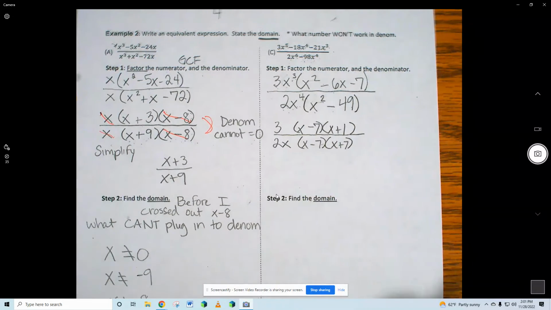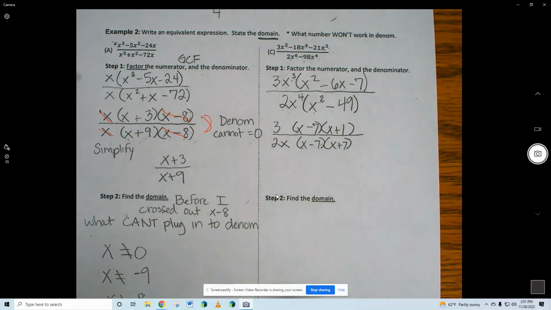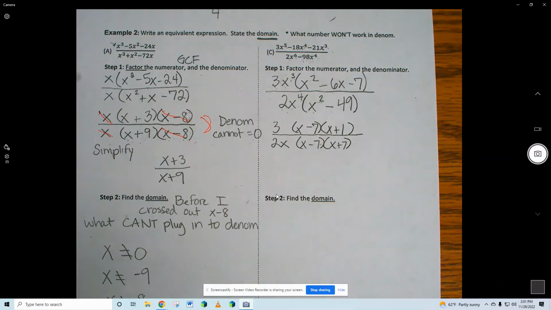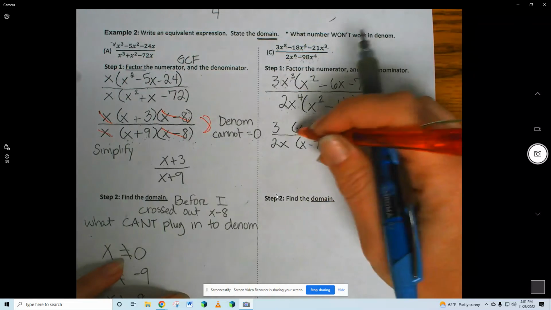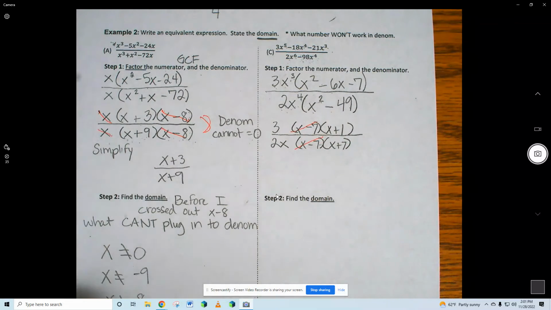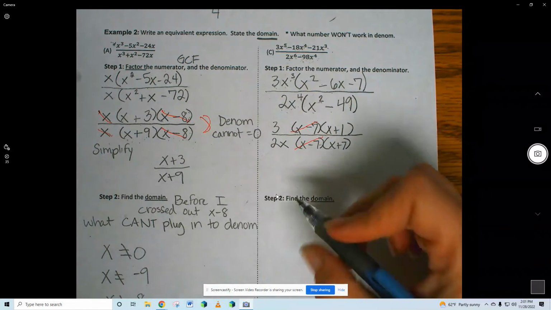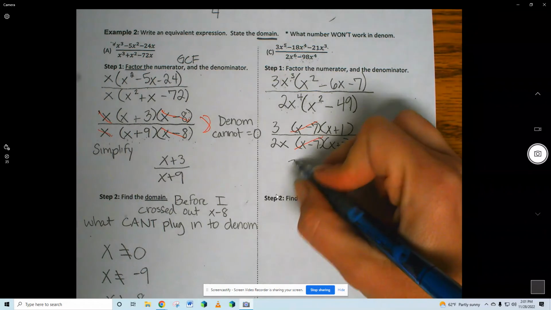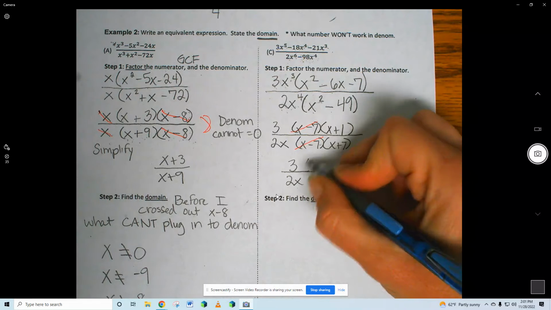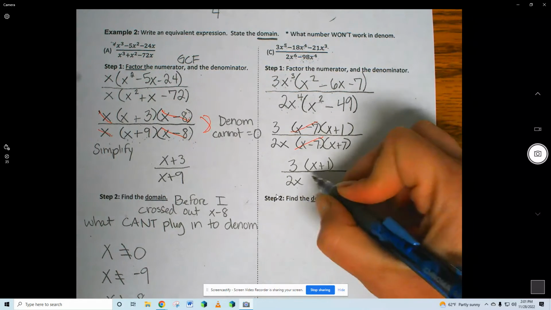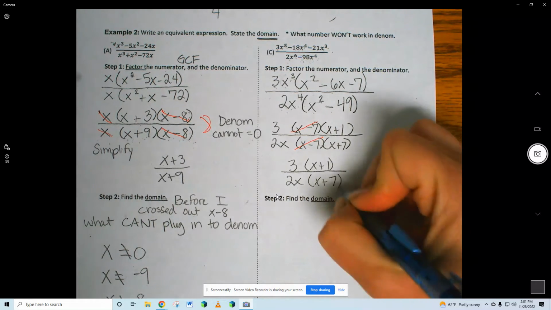Great. Thank you. Now, I'm wanting you to calculate the domain. I know that I'm going to cross out the x minus 7s. But still, here's my answer. 3 on the top, 2x on the bottom. X plus 1, x plus 7.